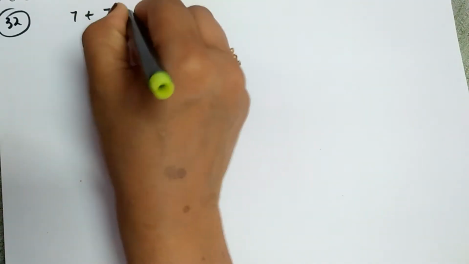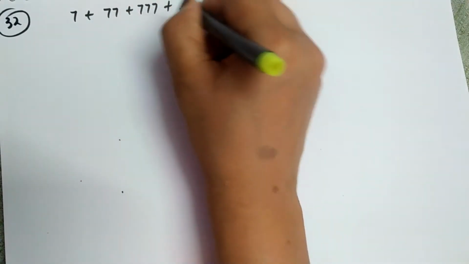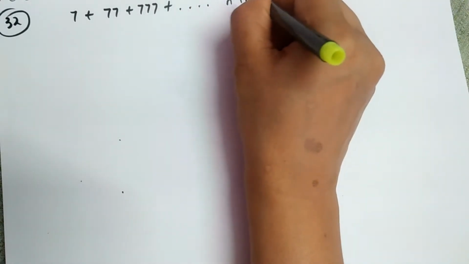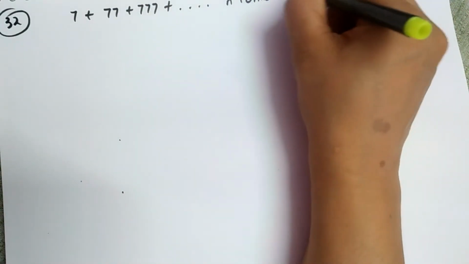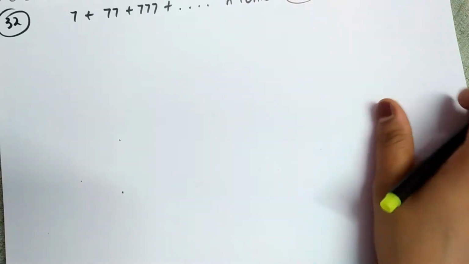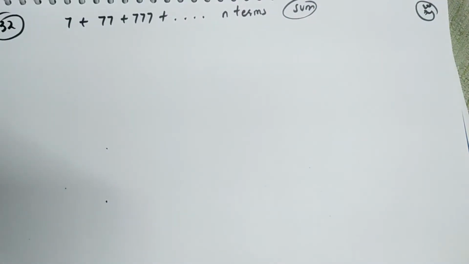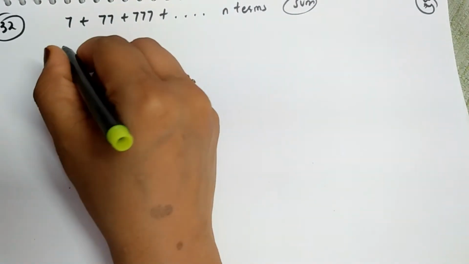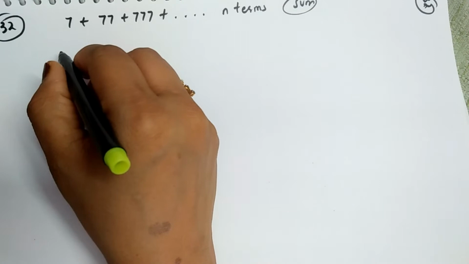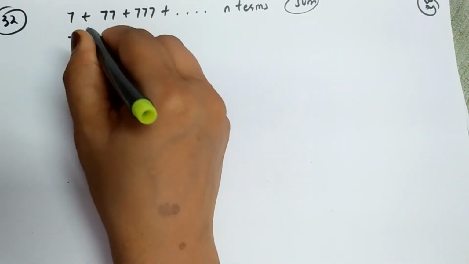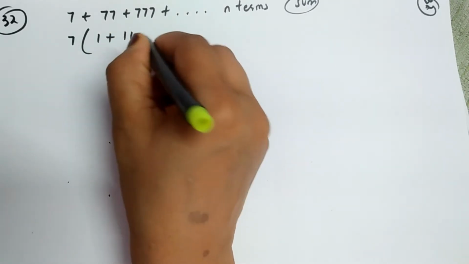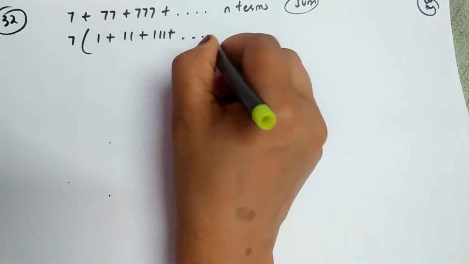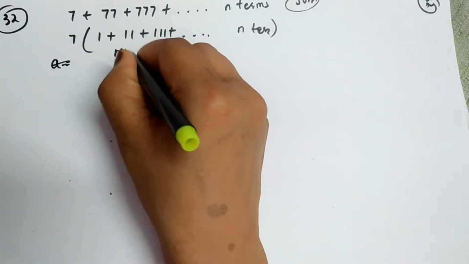Okay, 7 plus 77 plus 777 plus so on till n terms. You have to find the sum of this series. The simplest way is, herein we know that 7 is common among all, so we will take out 7, so it will be left with 1 plus 11 plus 111 plus so on till n terms. Now what we need to do is multiply and divide by 9.